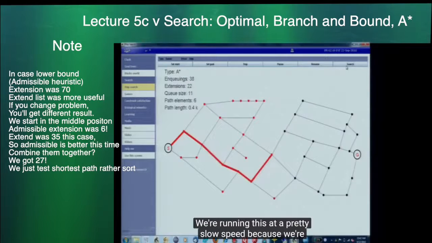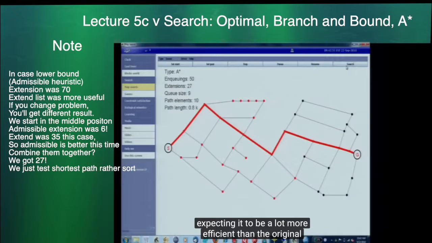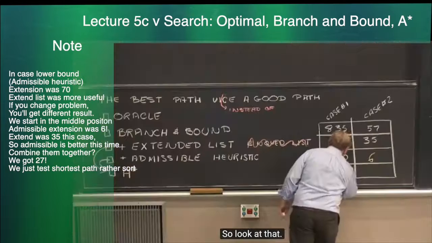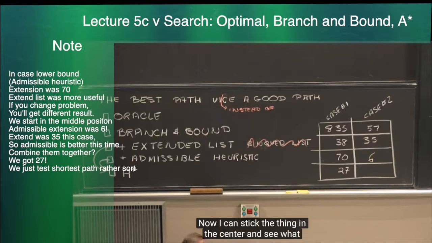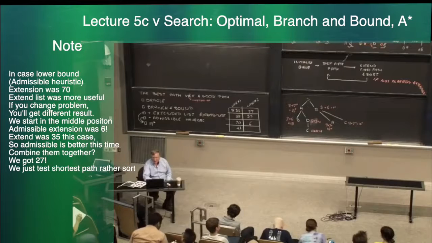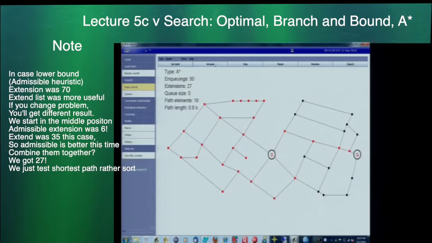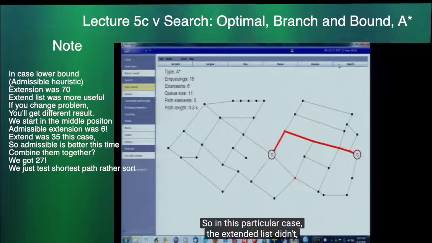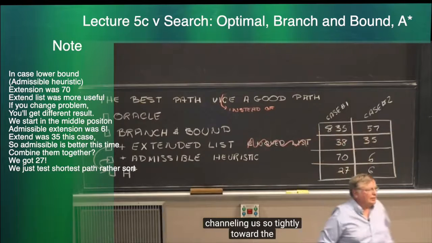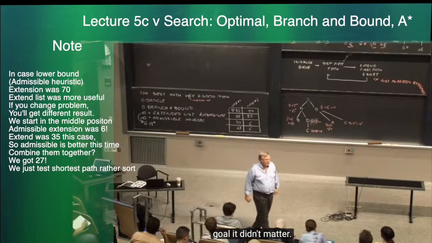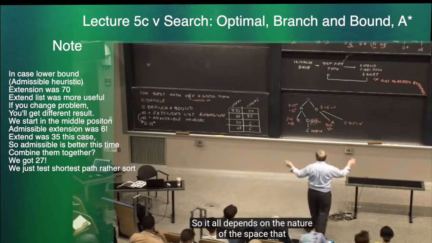We're running this at a pretty slow speed because we're expecting it to be a whole lot more efficient than the original branch and bound, and sure enough it is. The number of extensions is 27. So look at that. A lot better than either of those working independently. Now we can stick the thing in the center and see what happens then. Boom, 6. So in this particular case, the extended list didn't actually help us because our admissible heuristic was channeling us so tightly toward the goal, it didn't matter. So it all depends on the nature of the space that you're trying to explore.